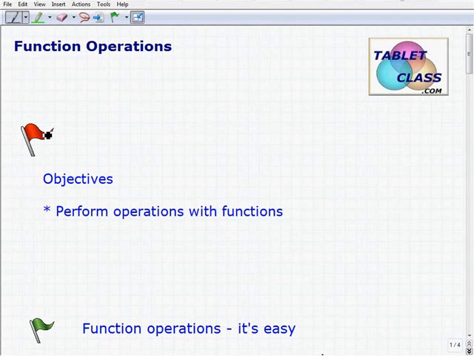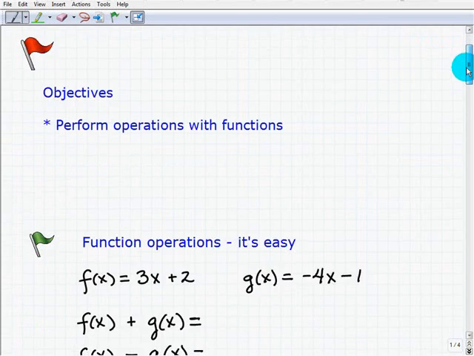This will be a lesson on this topic. And this isn't too difficult if you understand how to deal with polynomial operations. So it's going to be very similar to that. So let's go into our objectives. Basically, we have one: we want to be able to perform operations with functions. And let's take a look at what that means.